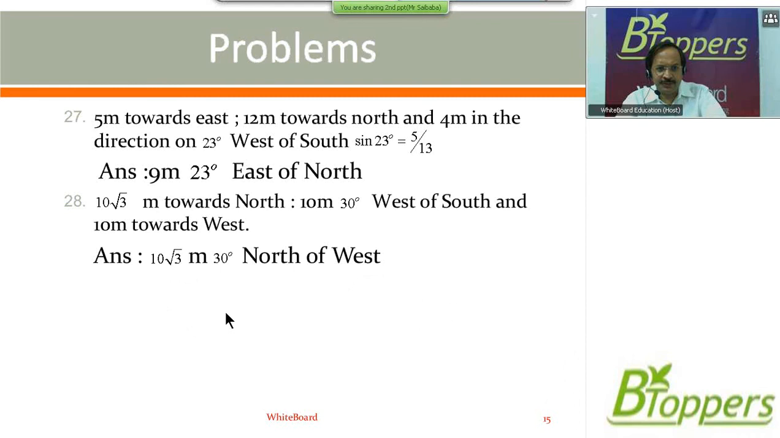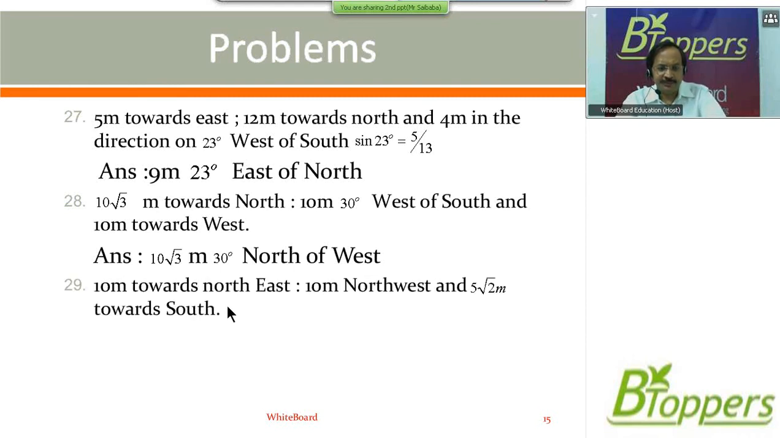Then next you can see question number 29. The particle first moves 10 meters towards east. Next it moves 10 meters towards northwest and 5√2 meters towards south in the horizontal plane. You have to find the magnitude and direction of the resultant displacement of the particle. You can take a pause and try this problem also yourself first. The answer is 5√2 meters towards north.